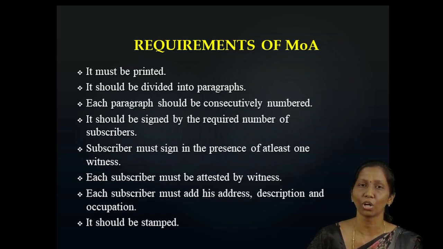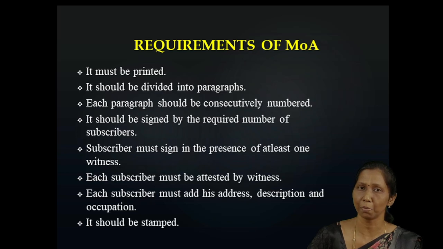And what subscribers are included? What members are included? They have to mention their names. How many members are included? In case of a private company, a minimum of 2 members, that is, a minimum of 2 directors, should be included. And in case of a public limited company, a minimum of 7 members should be included. We can call them subscribers. Their names, their addresses, everything should be mentioned in the Memorandum of Association.